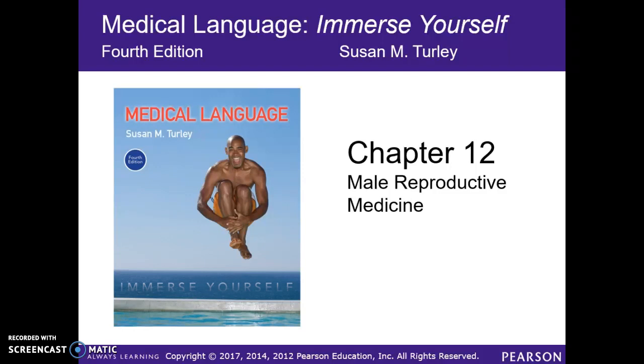This week we are covering chapter 12 on the male reproductive system. So we're going to be doing a lot of different things in this chapter. We're going to be looking at the different pieces of the anatomy, as well as some of the disease states, the way we treat those disease states, some of the different laboratory tests that can be done, and some of the other types of medical and surgical procedures that are done on the male reproductive system.